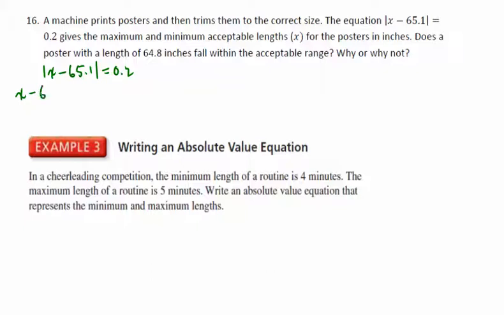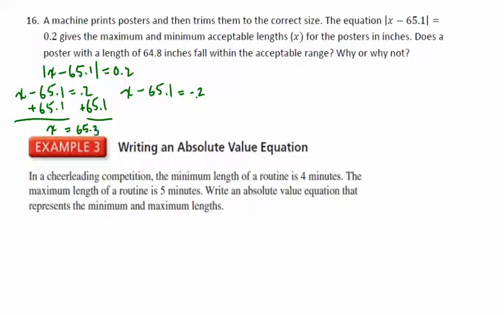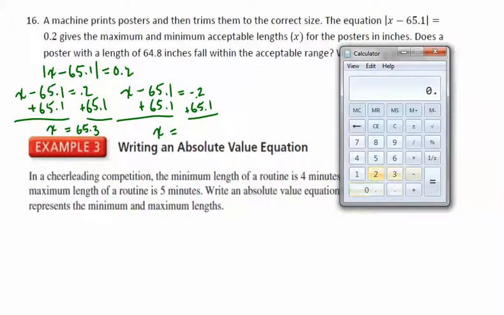We set up two equations. x minus 65.1 equals 0.2. x minus 65.1 is equal to negative 0.2. We add 65.1 to both sides, and we'll get x is equal to 65.3 on one side. Add 65.1 to both sides of the second equation, and we'll get x is equal to negative 0.2 plus 65.1.